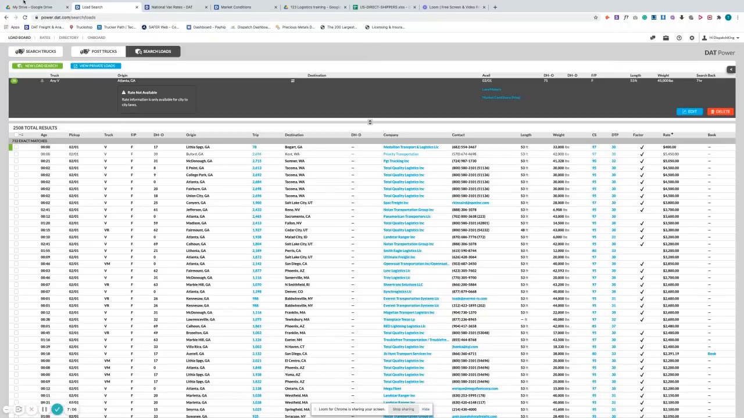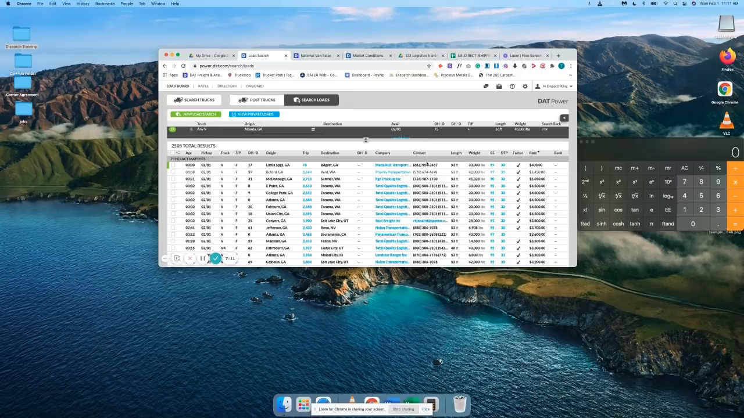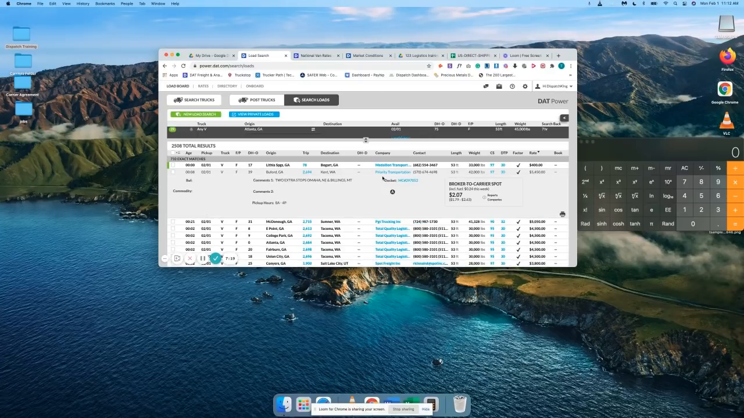I'm gonna minimize this for a second. Then I'm gonna open up a calculator. So, like for this load right here, coming out of Beaufort, Georgia, going to Kent, Washington, it's 2,694 miles. You're going to divide that. Well, first of all, I should have did it the other way.